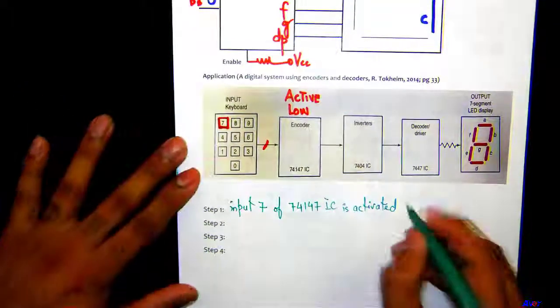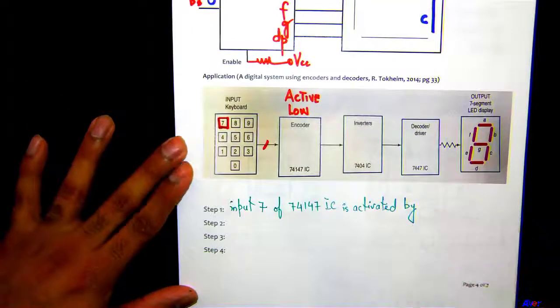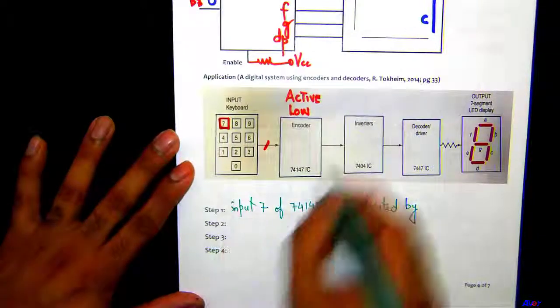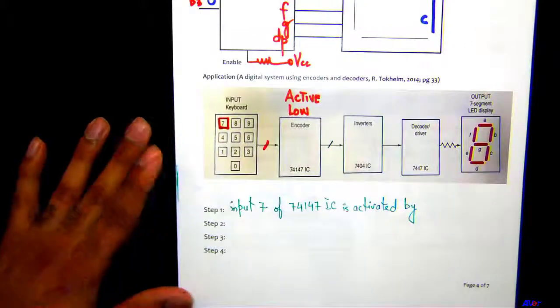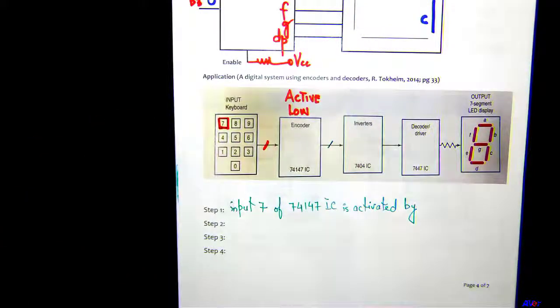So it is activated by low. Okay. What would be the output over here? What is the output over here at the encoder? It's an active low.